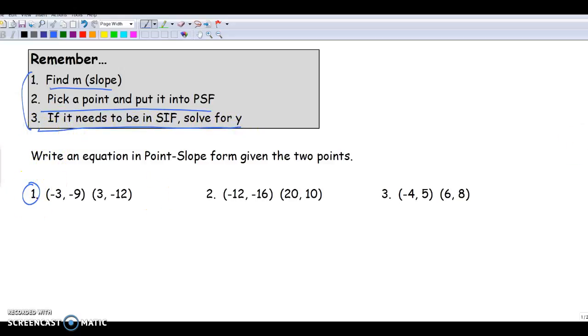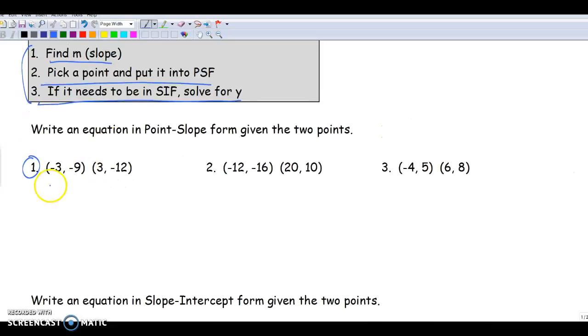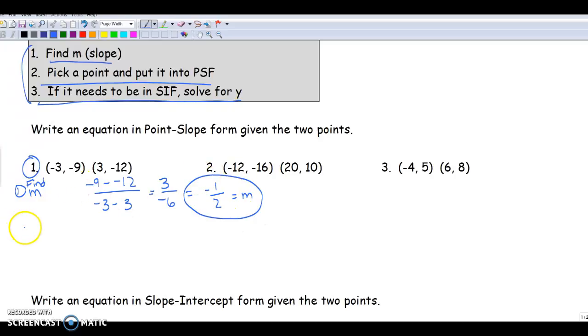Now problem number 1, we did one like this yesterday, so I'm not going to do all of these. I'm just going to do number 1. But basically we're going to follow those steps. So the first thing is we got to find m. We do not have m, it's not given to us, so that's what we're going to be figuring out. To find m, what we're going to do is subtract the y's over the x's. So we're going to do something like -9 minus -12, and then we'll do -3 minus 3. Or you can do it the other way. -9 minus -12, you're going to get 3. -3 minus 3, you get -6. Reduce that, you're going to get a slope of -1/2. So we found m, -1/2.